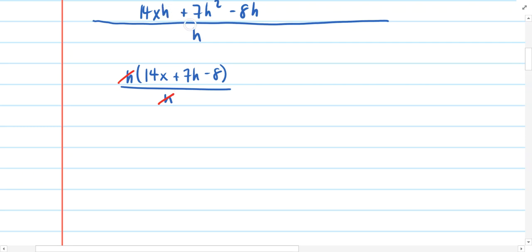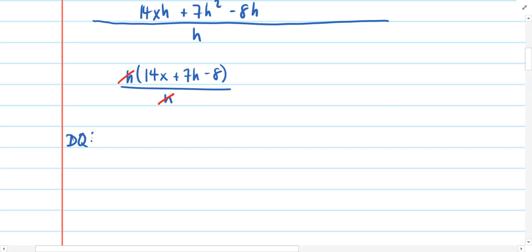If you're careful, back here you could have seen that each of these three terms in the numerator contained an h and could have been factored back there. But if you're a little rusty from your algebra classes, then I probably wouldn't do that. I would rather see you factor the h in the numerator first and then allow that to cancel like I've done here.